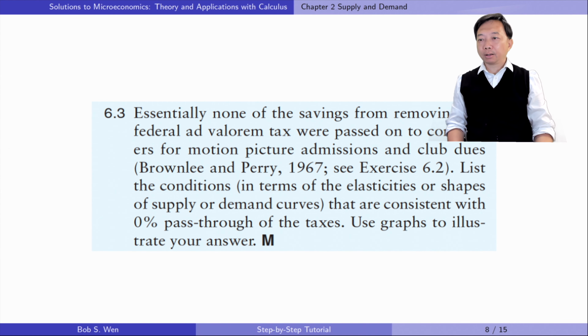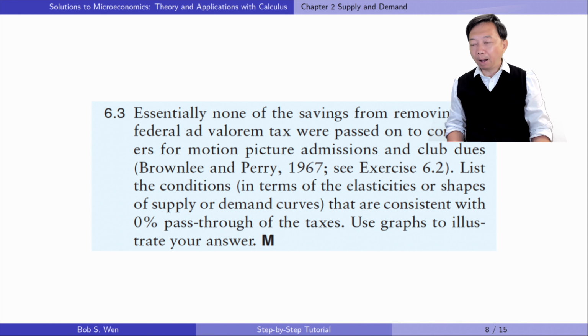Let's do exercise 6.3. We are asked to list the conditions in terms of the elasticities or shapes of supply or demand curves consistent with 0% pass-through of the taxes. Use the graph to illustrate your answer.